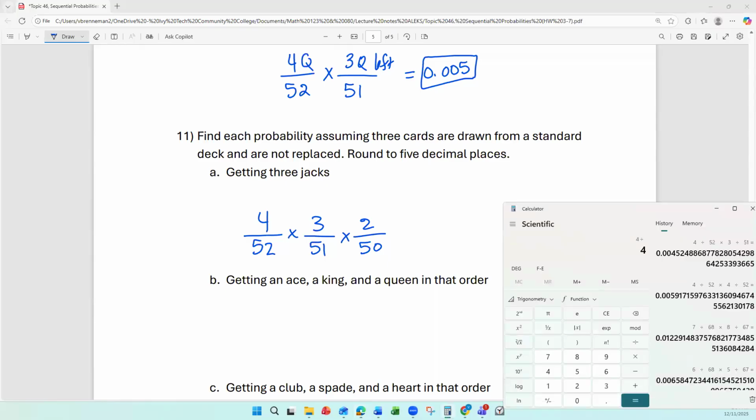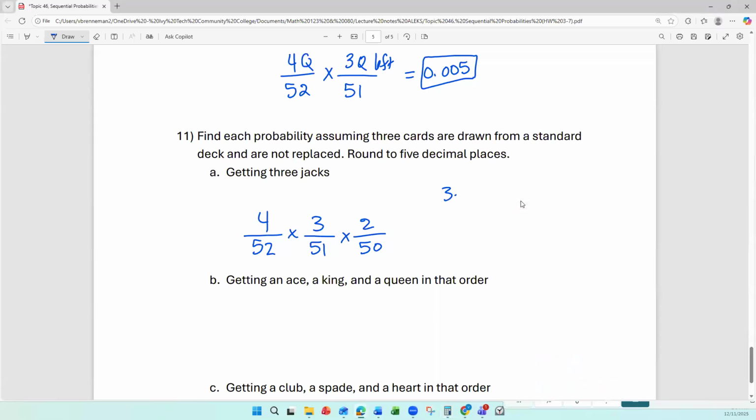So 4 out of 52 times 3 out of 51 times 2 out of 50. And watch this, it's not 3.6. Probability cannot be greater than 1. So I want to look at the right end of the number, see that e minus 4. So this is 3.6199, whatever, times 10 to the negative 4, which is going to be 0.00036.